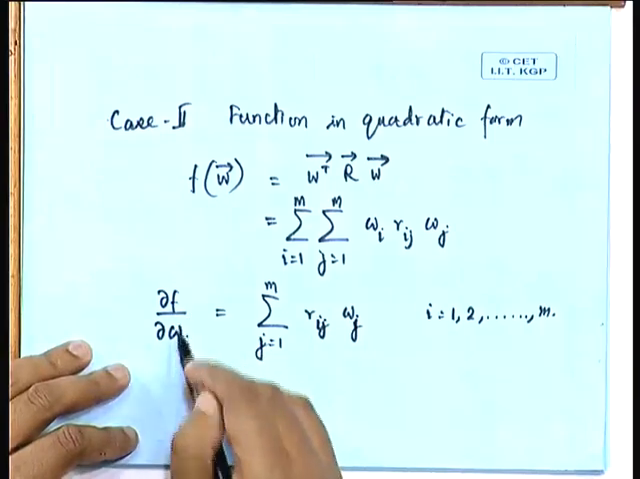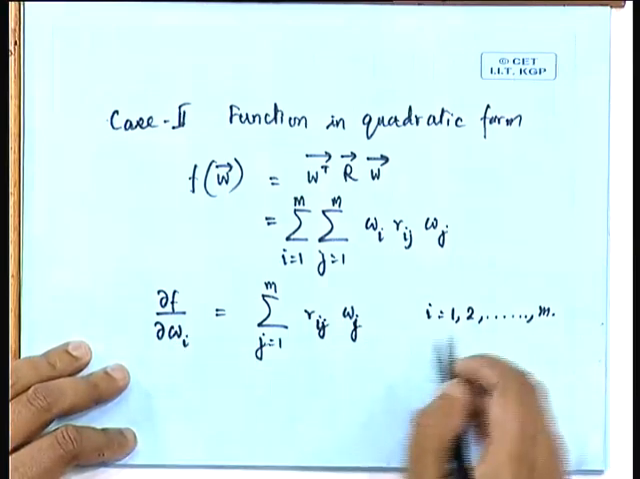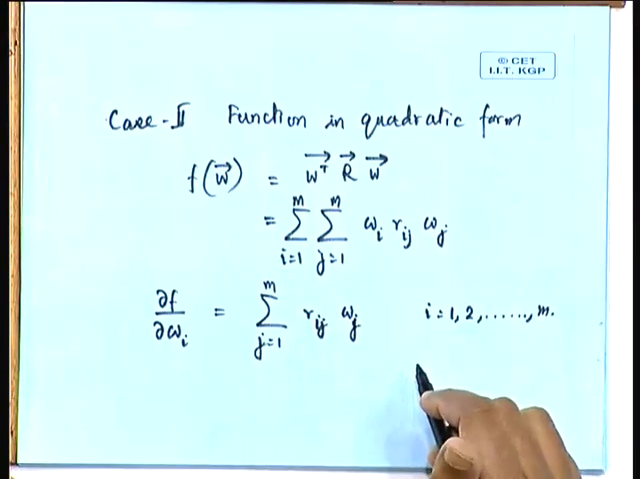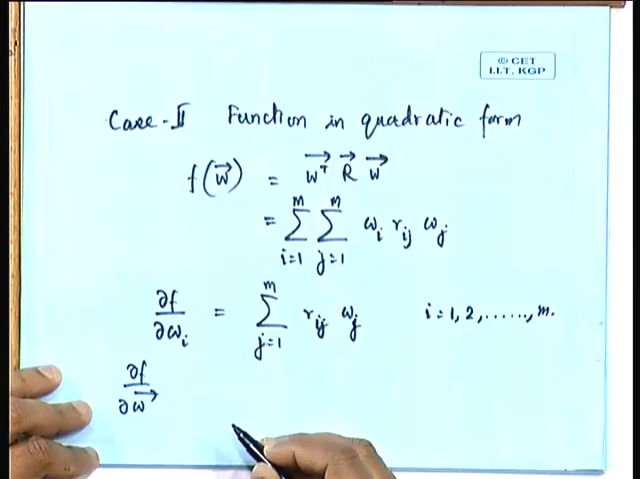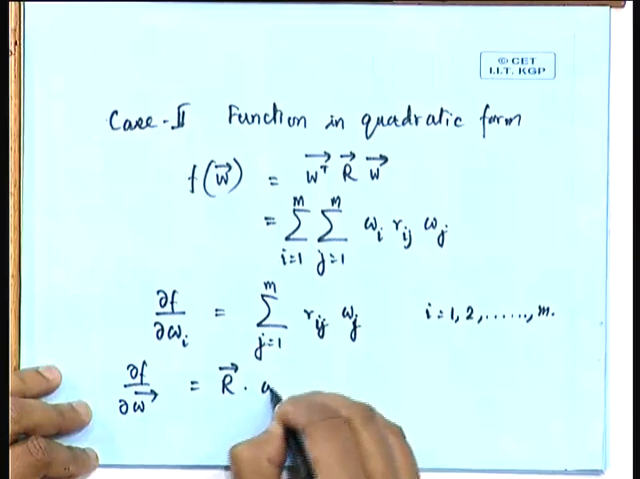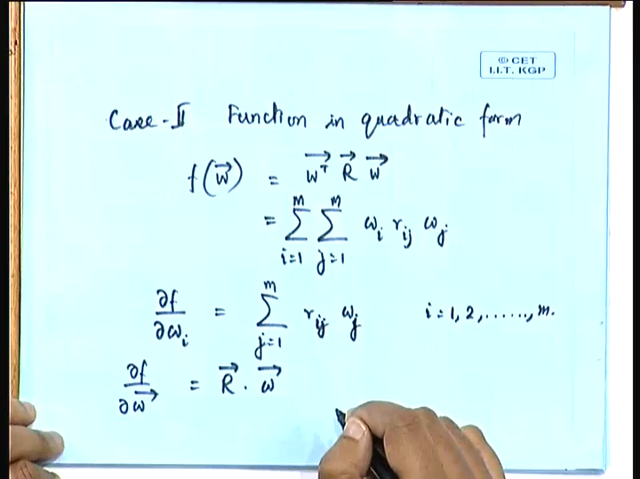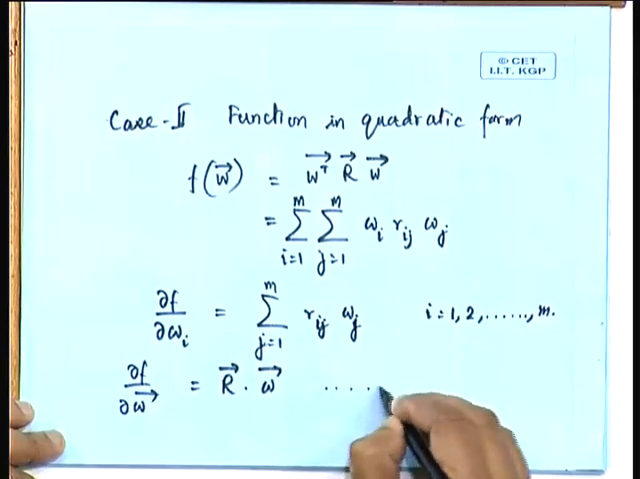Like this I will be getting m such expressions. I mean this is ∂f/∂W1 will be this, ∂f/∂W2 will be this. So, effectively when I write this expression in the matrix form, what do I get? When I take ∂f/∂W vector, in that case it is simply going to be R matrix times W vector. So, R dot W is going to be the ∂f/∂W. This is the representation in matrix form.